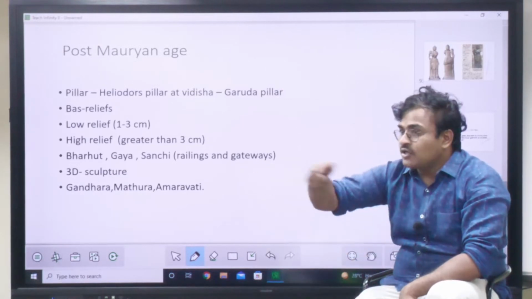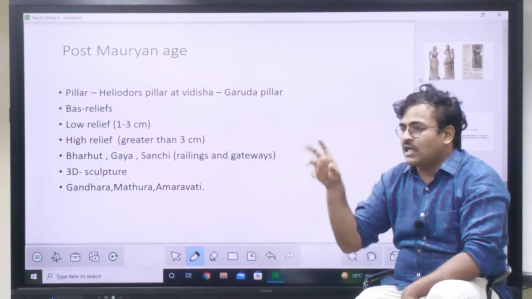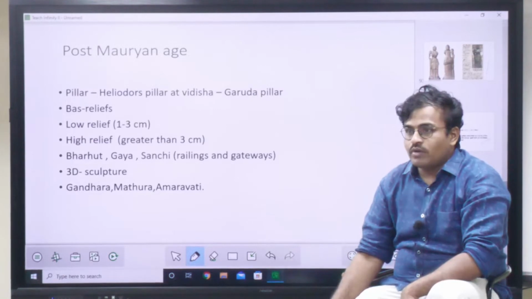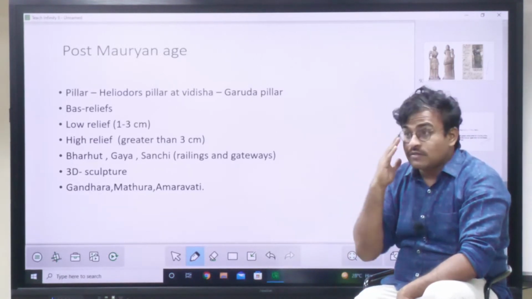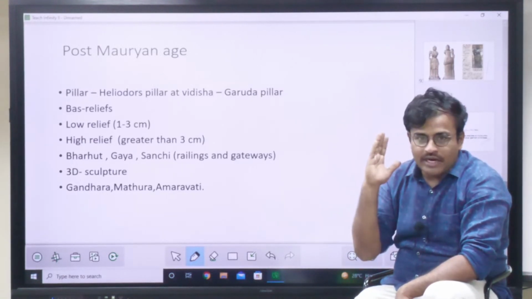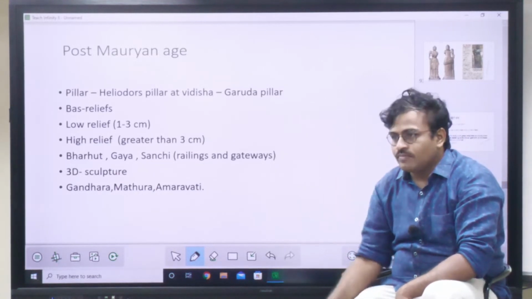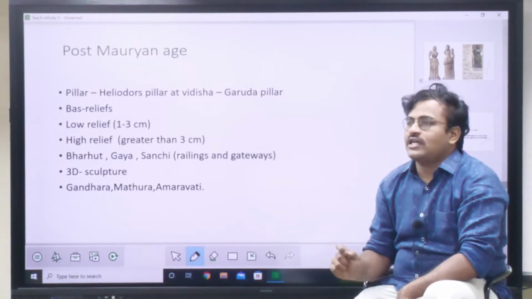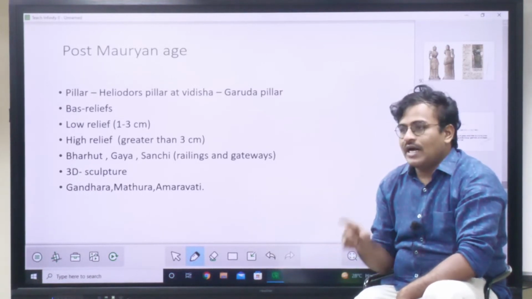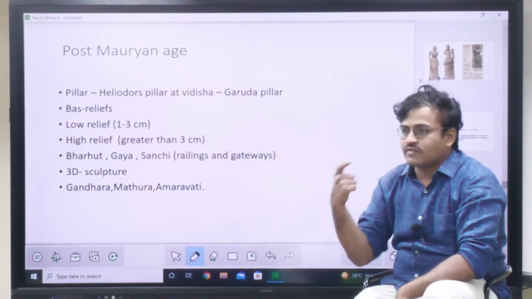It had a railing to it, and the railing also had some relief sculpture on it. You remember the entrance gateways which are known as Toranas, and Toranas also had a lot of images carved on them, and all of them are relief sculpture. Initially it was low relief sculpture, and in later days it started becoming high relief sculpture.